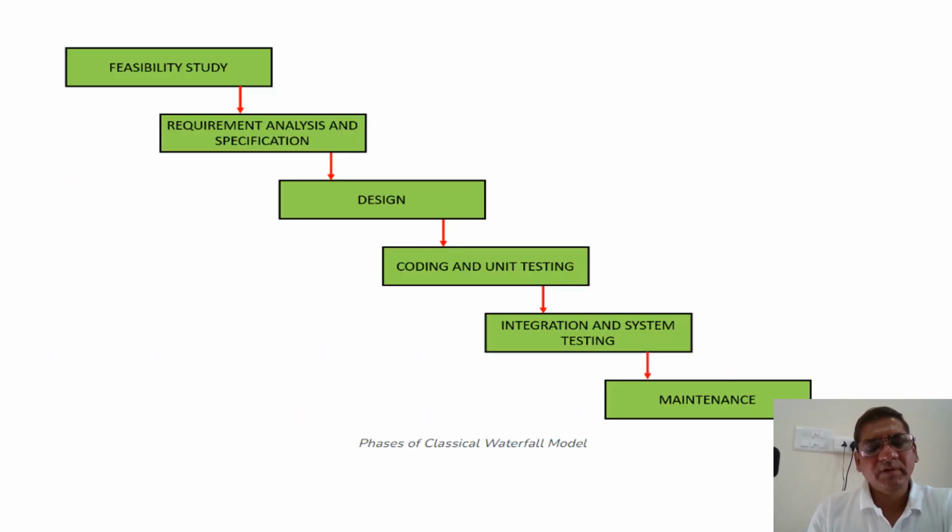On the screen, we can see the phases in the form of a flowchart. First feasibility study, then requirement analysis and specification, design, coding and unit testing, integration and system testing, and finally maintenance. These are the phases involved in the waterfall model.